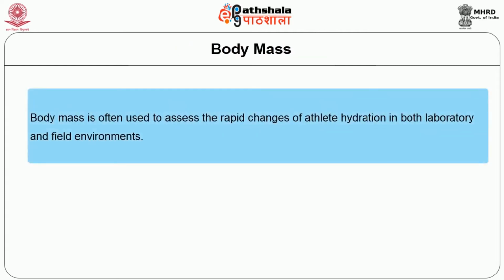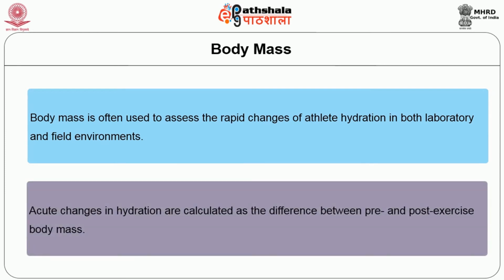Next is the body mass. It is often used to assess the rapid changes of athlete hydration in both laboratory and field environments. Acute changes in hydration are calculated as the difference between pre and post exercise body mass.